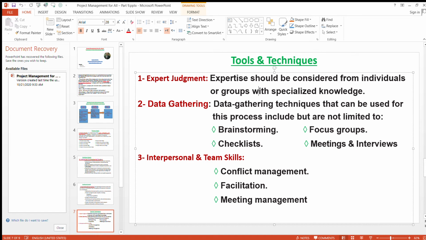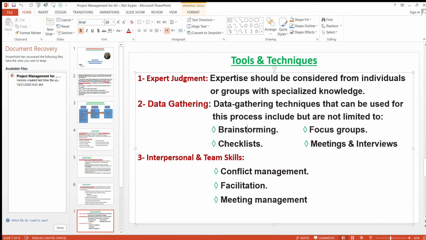The other tool is data gathering. So how do we gather data? We gather data by, say, brainstorming. Brainstorming is to bring some people together and see what ideas they have. The focus groups. The focus groups bring together stakeholders to discuss the project management approach and the integration of the different components.